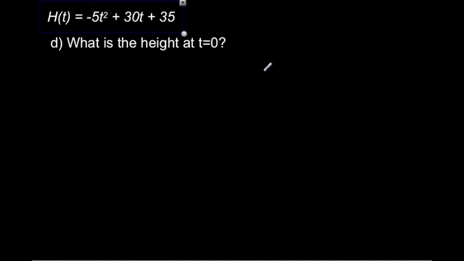Finally, what is the height at t equals 0? Well, this one's one of the easier types of questions you'll see, where you just need to plug in 0 for t. So we'll go back to our equation. We'll say h of 0 is equal to -5 times 0 squared plus 30 times 0 plus 35.